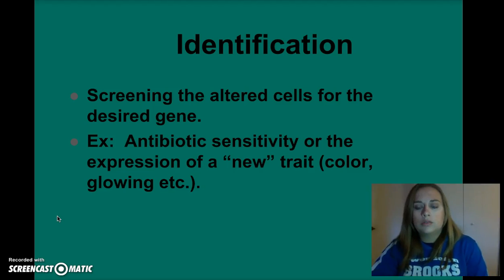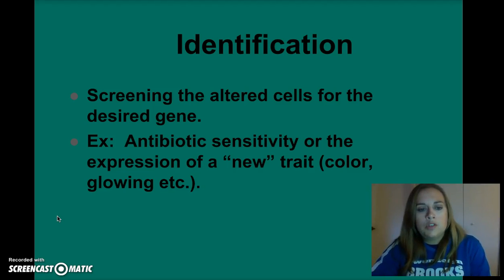You could also look for a new trait. So maybe the gene was for a new color, or in the case of the mice, it was to make something glow. So those are all ways to identify if the gene made it into the bacteria.